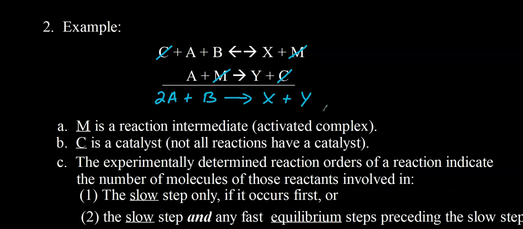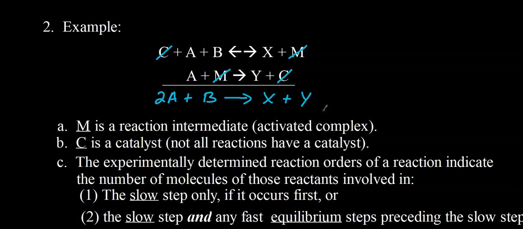Substance C also cancels, but it's kind of the opposite. So it starts off as a reactant. So it's a reactant first and it's a product later. So you put it in at the beginning and you get it out at the end. That sounds like the definition of a catalyst. Keep in mind that not all reactions have catalysts, but this is how we would identify a catalyst in a reaction mechanism.